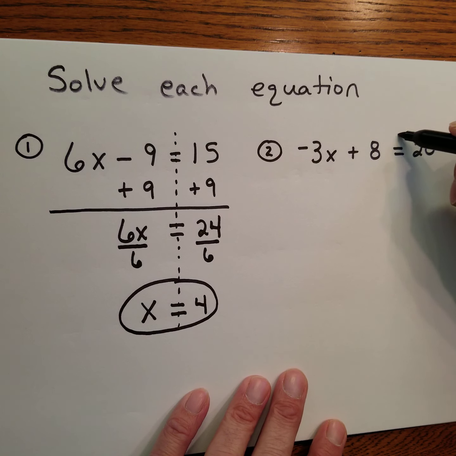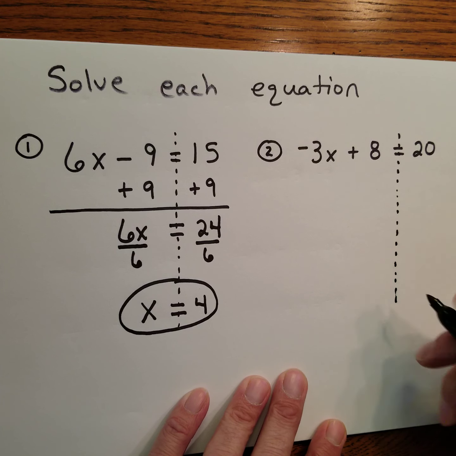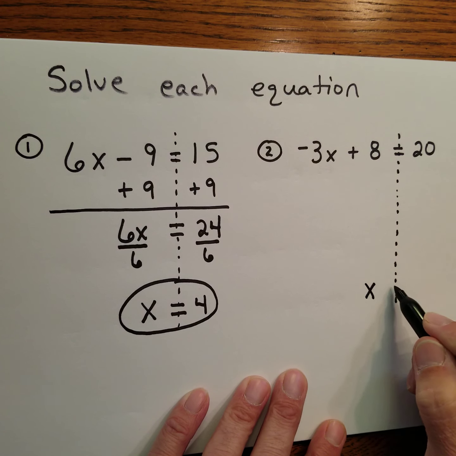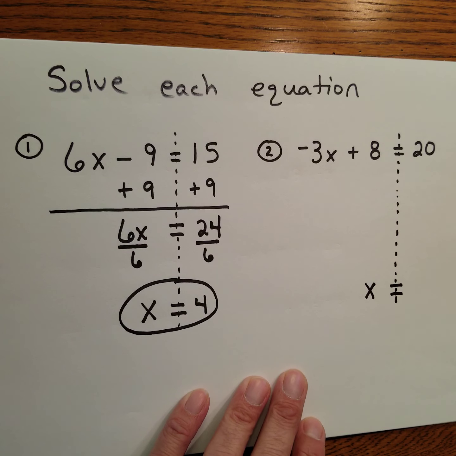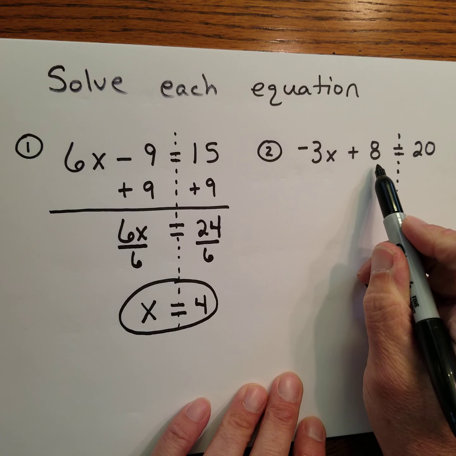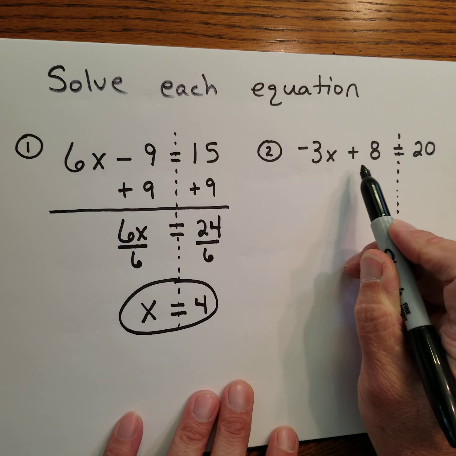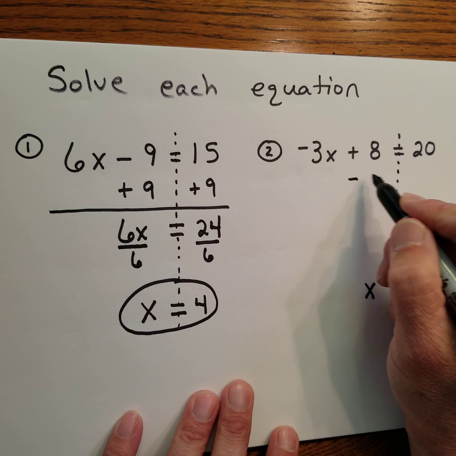Let's try number 2. Here's my fence. When I'm done, x will be on the left side of the fence, the answer on the right. To get x by itself, both the negative 3 and the 8 have to leave. Get rid of that 8 first. The inverse of addition is subtraction.